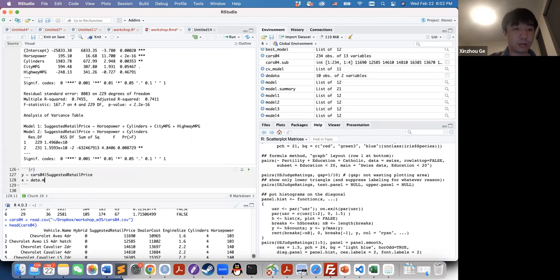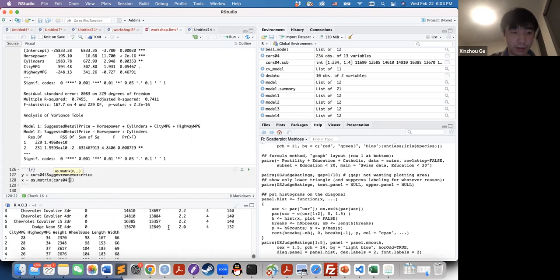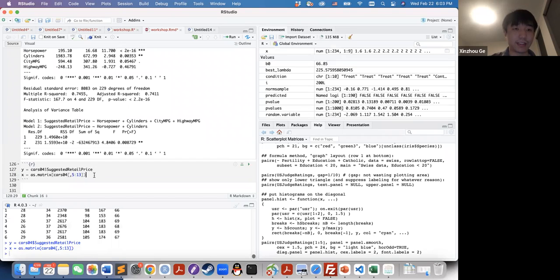Okay, so maybe you can do this as dot matrix CAS04. We want to keep the 1, 2, 3, 4, starting from 5. Okay, 5 to 13. That will be the columns that we would like to include as our predictors. This is y to our x.